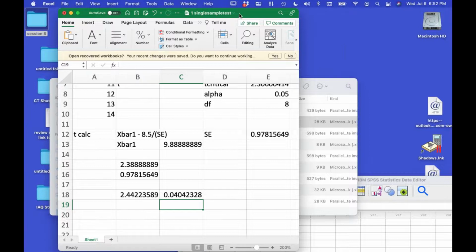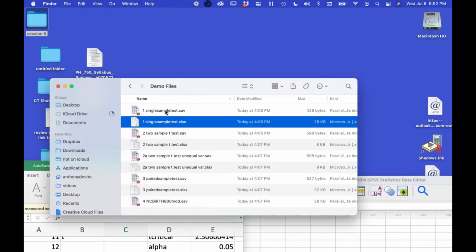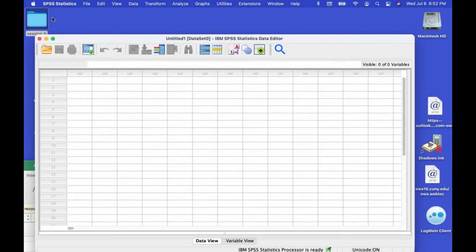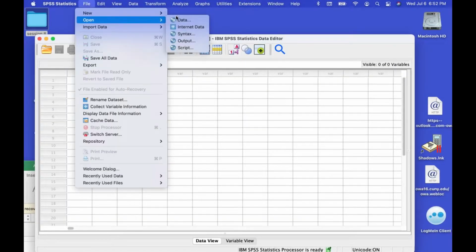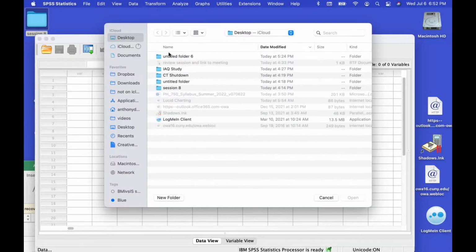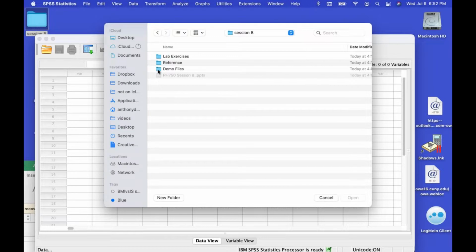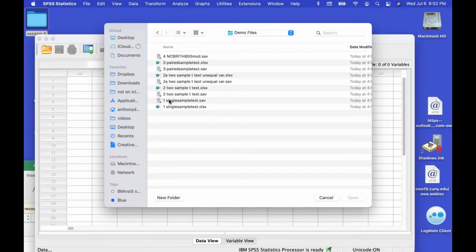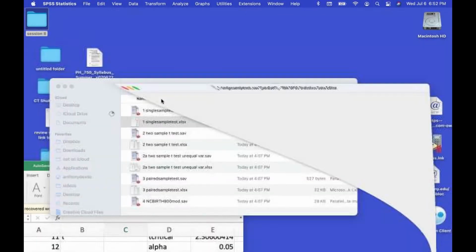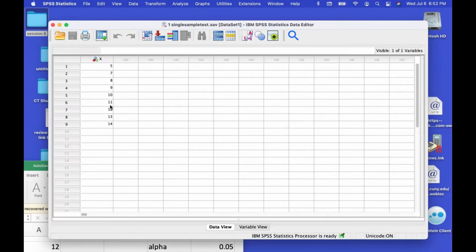I'm going to do the same test in SPSS, I hope. Okay, and I'm going to bring up SPSS. I don't know why it didn't open the data. It should be in there. Open data. It's going to be on the top here, session 8, in demo files, and here it is. There it is. These are the same numbers that we had just a moment ago, right?